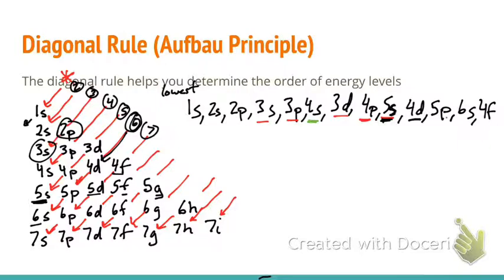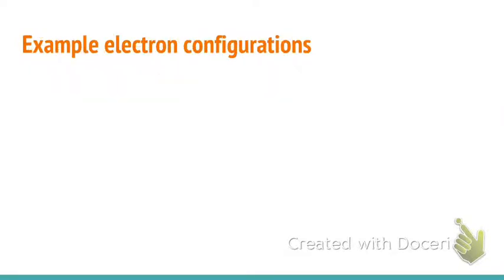Okay? All right, so we're going to use this to help us. Let's do a couple of example problems, and hopefully this will make sense. All right, so let's do, for example, I want the electron configuration for lithium. So lithium is Li.